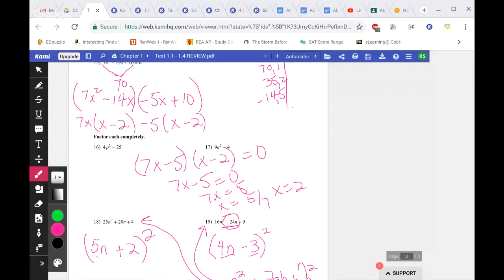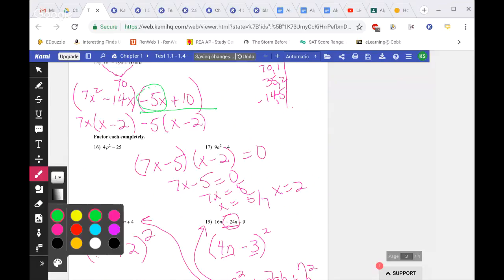Okay, see this factor right here. I'm going to do green. This factor right here, if I take a minus 5 out there, I'm going to get a positive x, because -5x divided by -5 leaves me a positive x. But if I took a positive 10 and divided it by a -5, I'd have a -2. Okay. I just wanted to make sure. No, that's a great question.